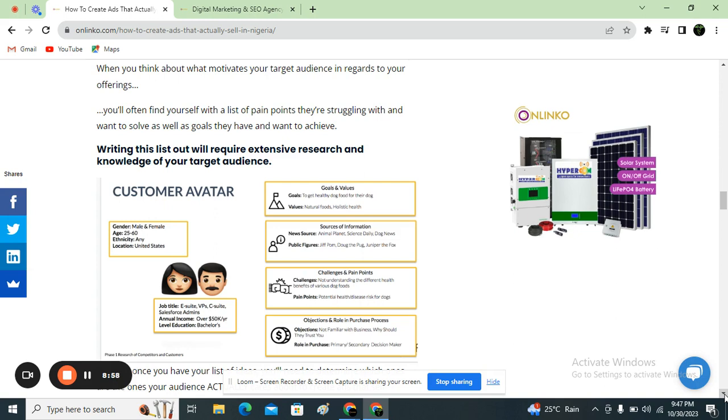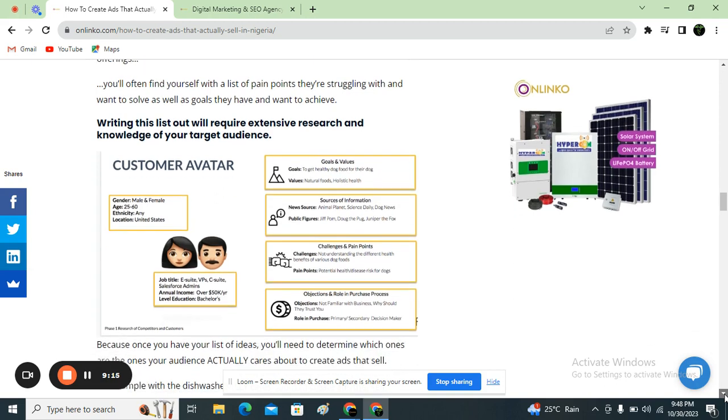So the thing is to create a customer avatar for your product. What kind of people am I looking for? What type of people can buy my service? What type of job are they doing? Are they busy individuals all day? Do they spend time on Facebook and Instagram alone? Are they people that do Google ads? These are the things you want to put in check.